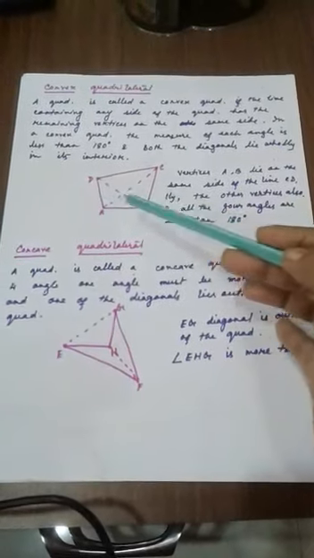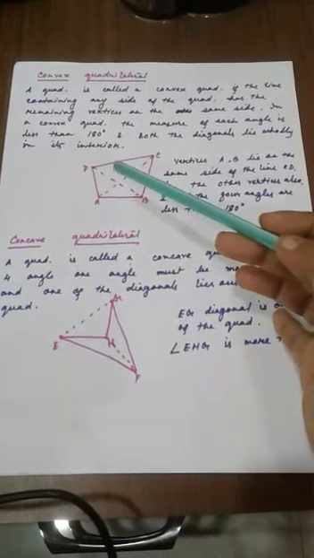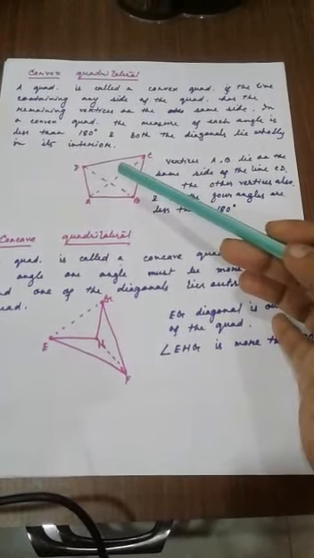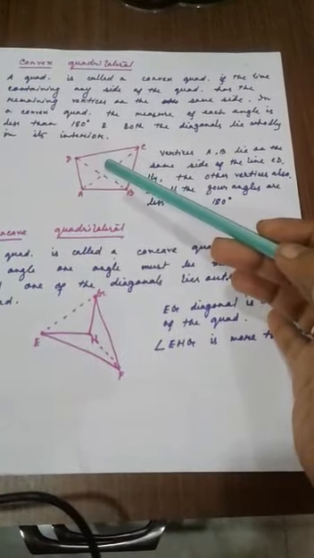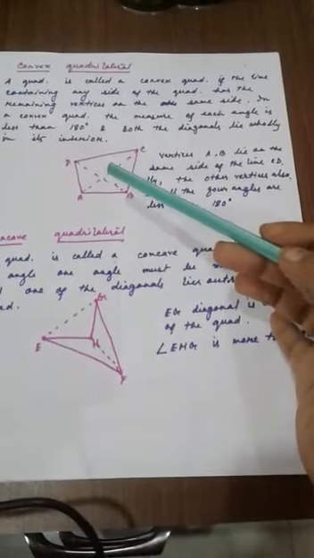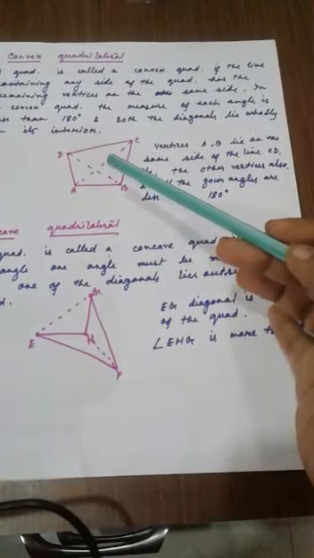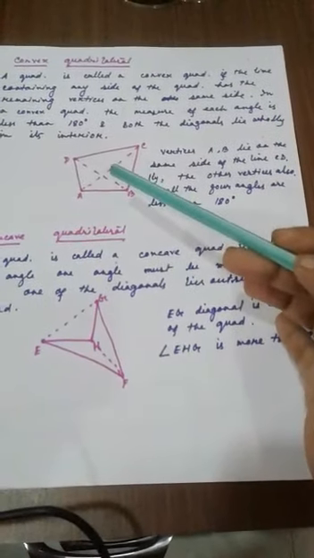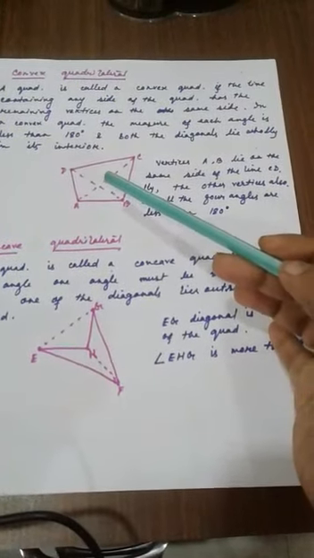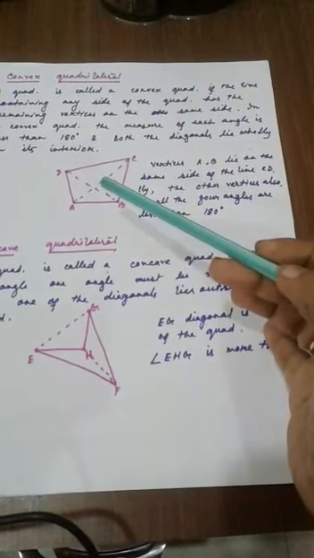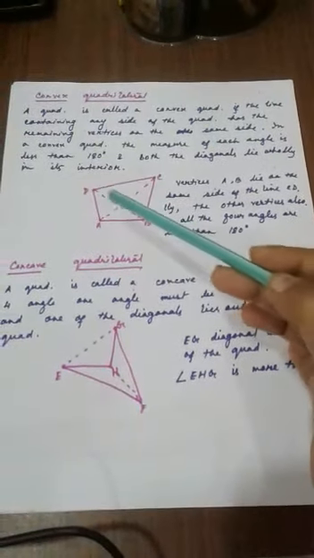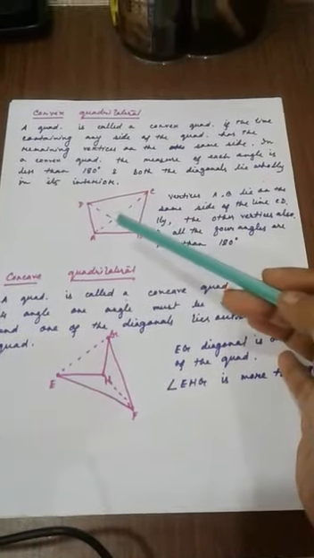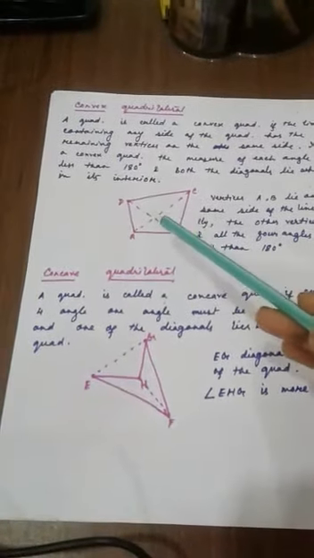What you can see from this figure: a quadrilateral is called convex if the line containing any side of the quadrilateral has the remaining vertices on the same side. In a convex quadrilateral, the measure of each angle is less than 180 degrees and both the diagonals lie wholly in its interior. What does it mean?